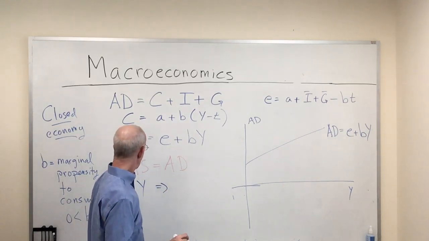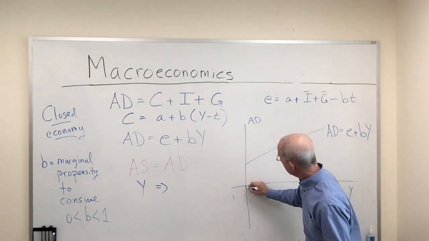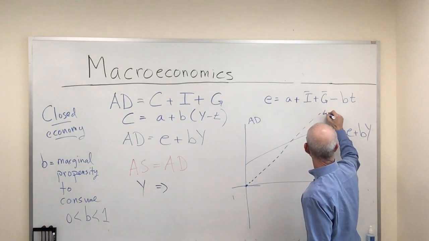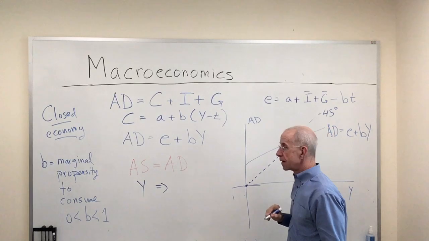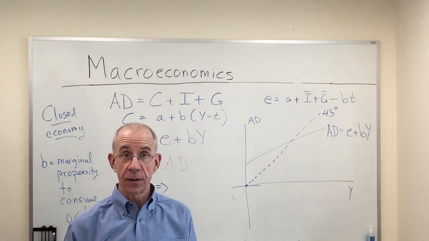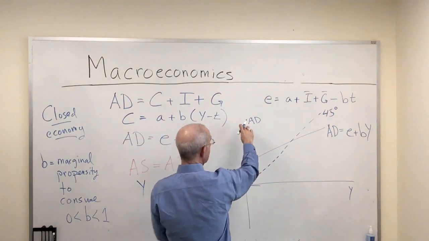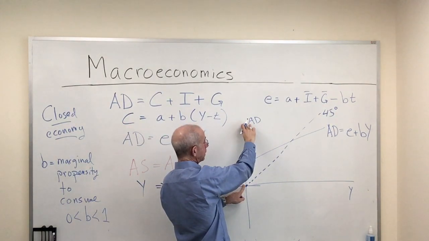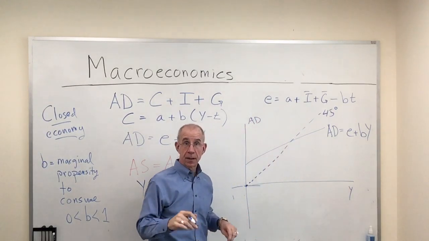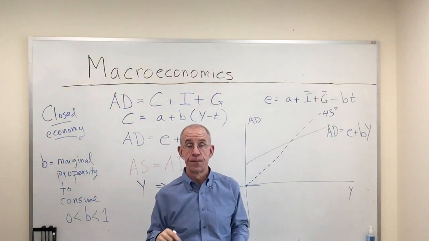So we're looking at where aggregate demand equals aggregate supply, which, if we look at this on this graph, is that dotted line. That's where aggregate demand equals aggregate supply. Why a 45-degree line? That's where what's on this part of the graph is equal to that part of the graph. A 45-degree line is where this and that are equal.